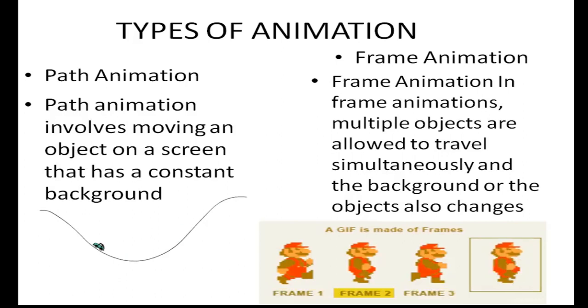where multiple objects are allowed to travel simultaneously on the background, where objects can also change, and the background can also change. Look at the bottom of your slide. I have given an example for frame animation, where in each and every frame, there is a change in the image. So we call this frame animation.